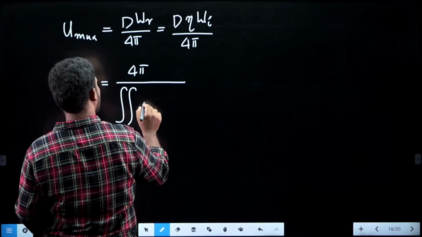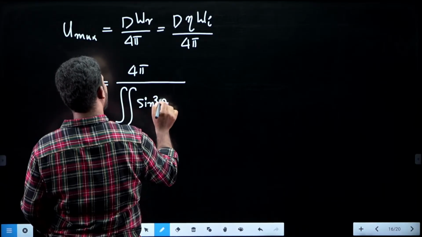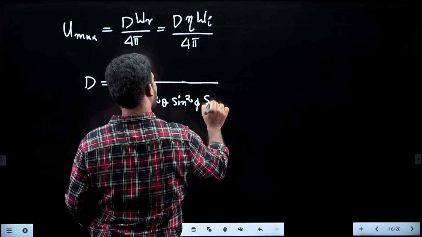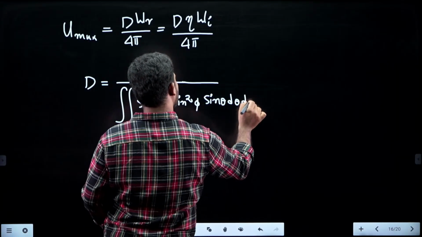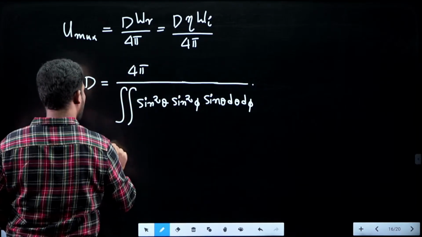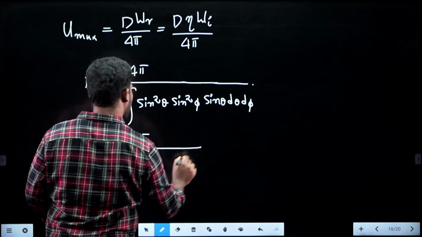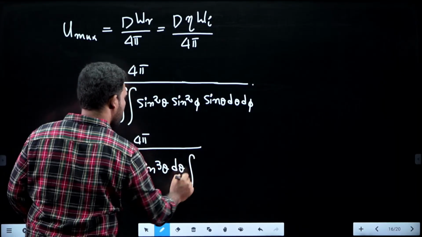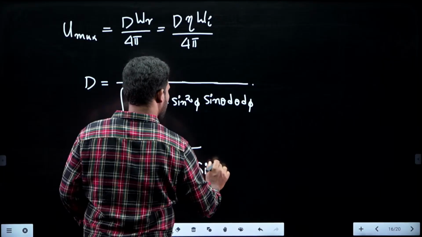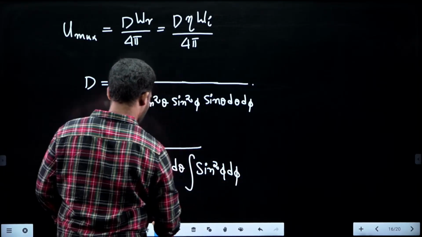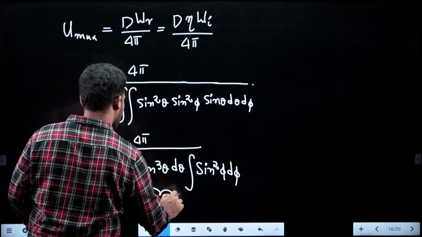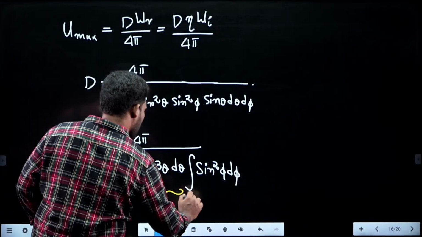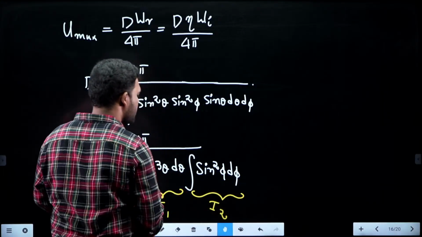So, what are those values here? Sin square theta and then sin square phi, and one more sin theta in the formula, d theta d phi. Clear, guys? So, separate out the variables here. It is 4 pi divided by the integral of sin cube theta d theta and then the integral of sin square phi d phi. Let me call this integral I1. This is integral I2.